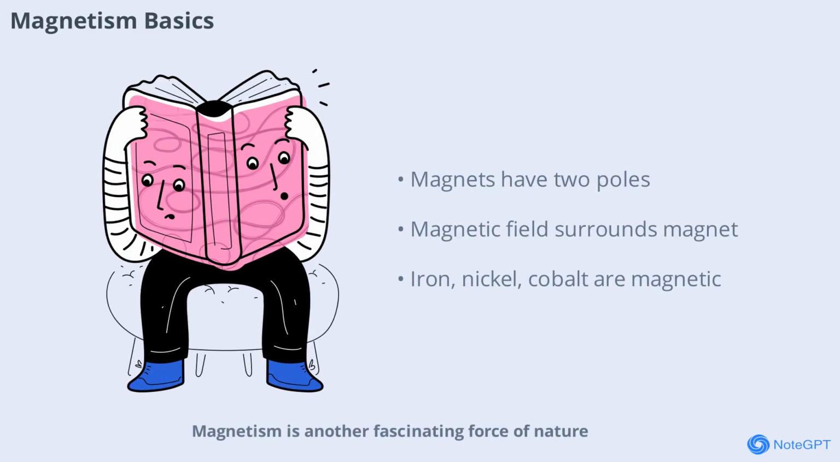Magnetism is another fascinating force of nature, closely linked with electricity. Magnets have two poles, north and south, and produce a magnetic field around them. Like poles repel, unlike poles attract, similar to electric charges. Magnetic materials include iron, nickel, and cobalt. Magnetism is essential in many devices, from compasses to electric motors. Understanding the basics of magnetism sets the stage for exploring its connection with electricity.